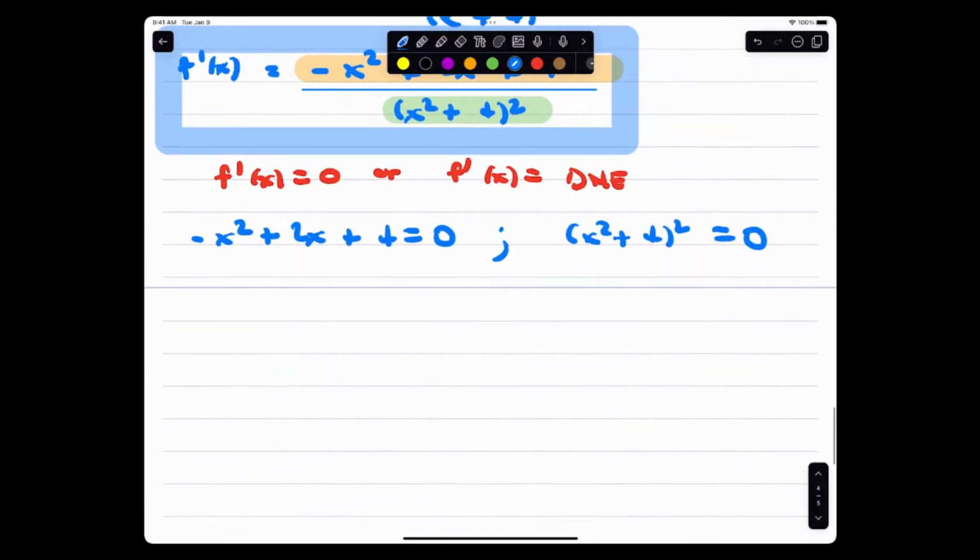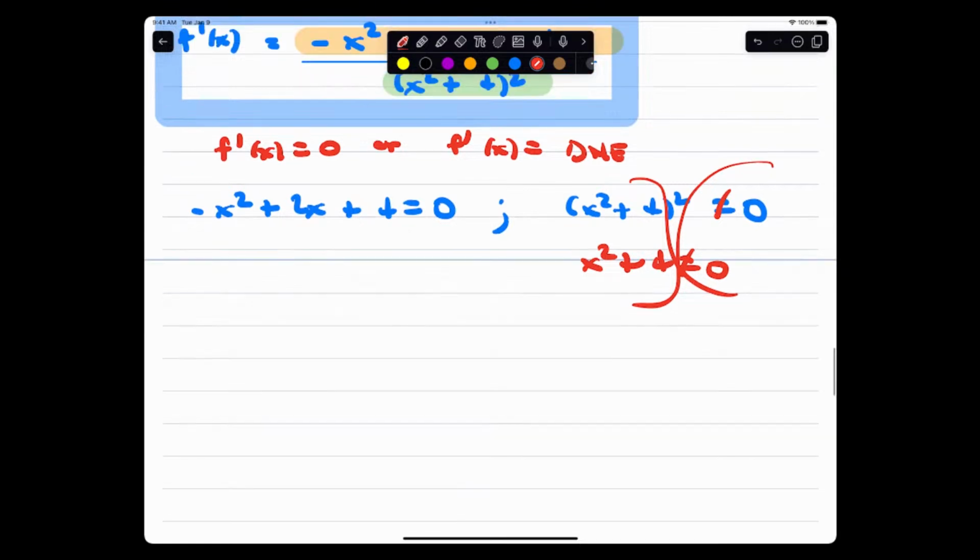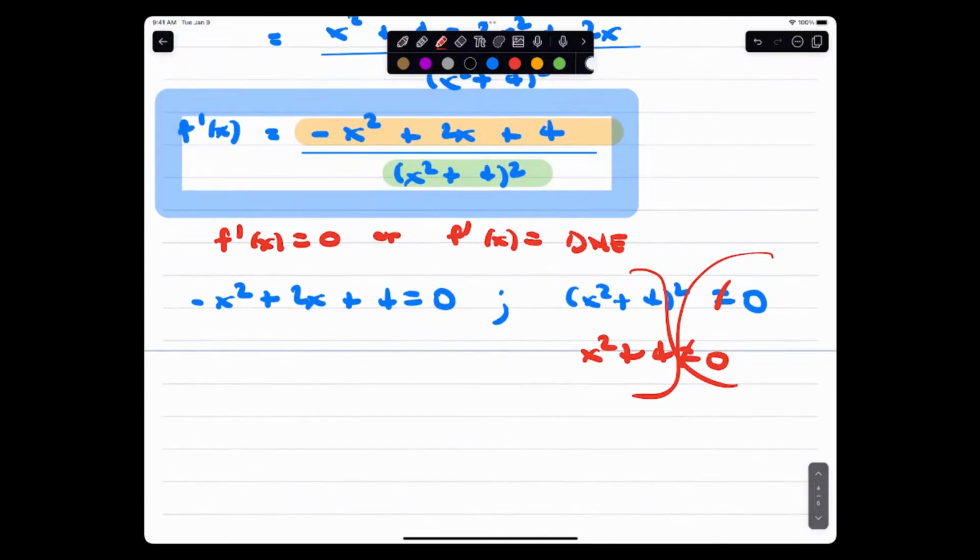I'm going to say this to you guys: this never happens. You could never have x squared plus 4 squared equal to 0, because that means x squared plus 4 has to be 0, and we know that never happens either. So this portion does not contribute to the answer, and we throw that part out. Isn't that the green part, right? Okay, so now the orange part.